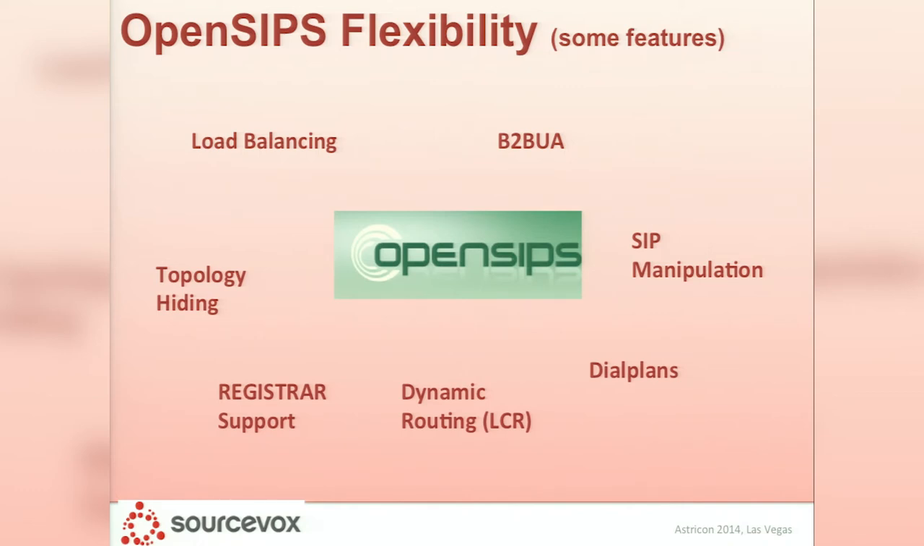It also has a back-to-back user agent. Somebody yesterday did a talk, and they were talking about back-to-back user agents, and they said there's no such thing in the RFC as a back-to-back user agent. A back-to-back user agent is just a business thing, a facility that people have in their businesses and on their platforms to provide some kind of edge security. And OpenSIPS does this. Even though it's a proxy, it can actually act as an edge point, kind of like an SBC. SIP manipulation, you can do whatever you want with a SIP, more or less, in OpenSIPS.